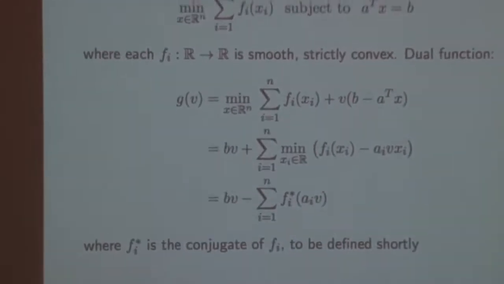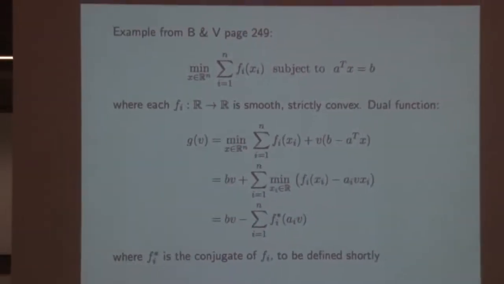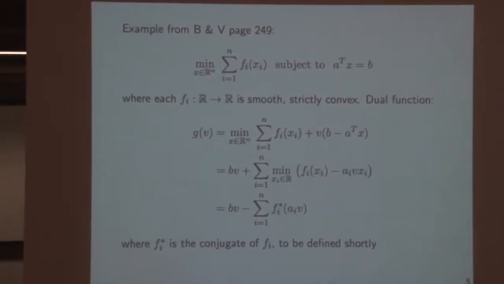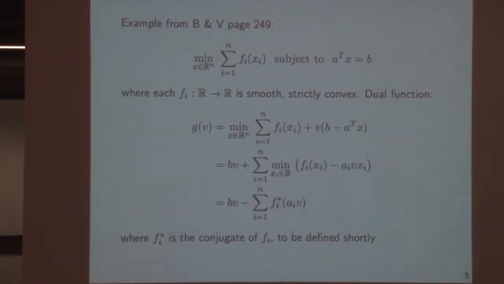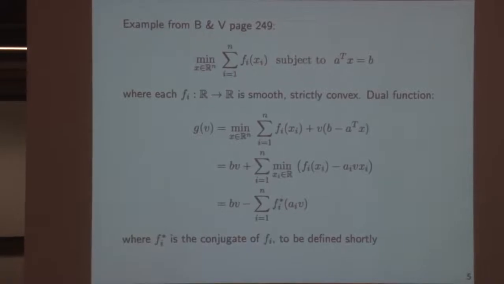So let's get to an example where you're going to see exactly the concept I just talked about. We're going to take a constraint that's kind of annoying in the primal because it's tying together all the variables. And we're going to see in the dual that it separates out.